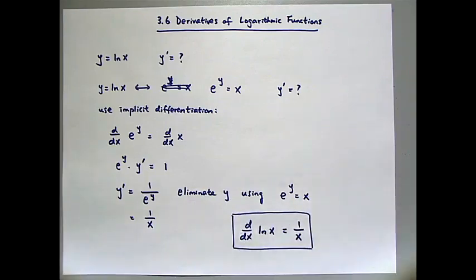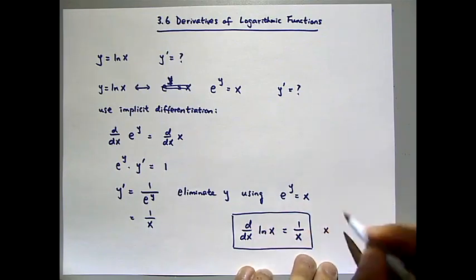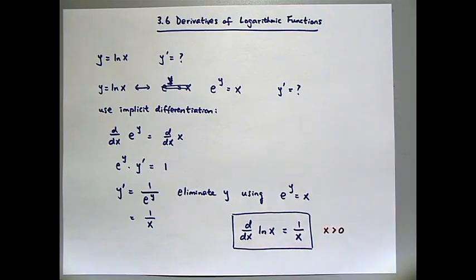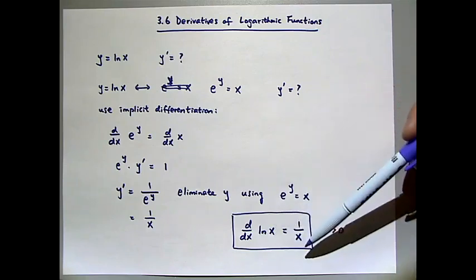For what values of x is that expression valid? What can x not be? 0, what else? Negative, right. So we need to specify that this is only valid if x is strictly positive. 0 obviously is a problem. Negative is going to cause a problem in the natural log. So that's a very simple expression right here. Derivative of natural log of x is 1 over x.